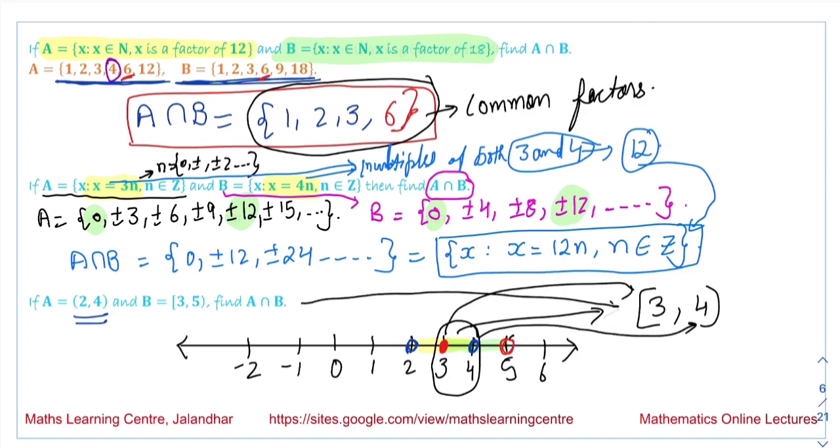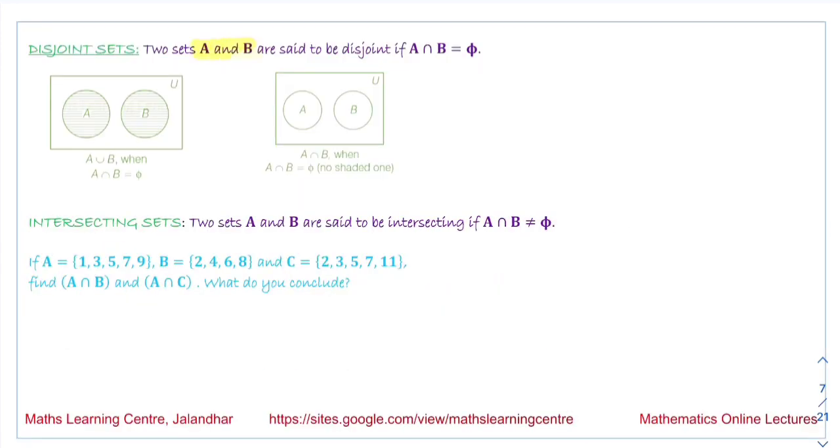So we are saying that A intersection B is equal to the interval closed at 3 and open at 4. We can also write this interval in the form [3, 4). The next definition we have is disjoint sets. Two sets A and B are said to be disjoint if A intersection B is equal to the empty set, that is, they have no element in common.